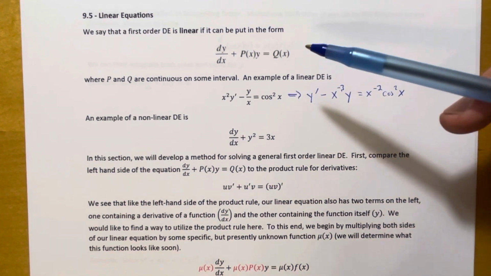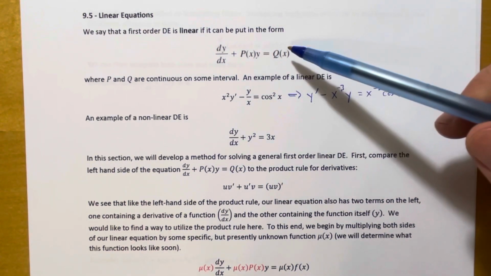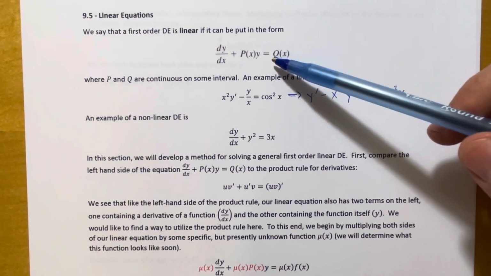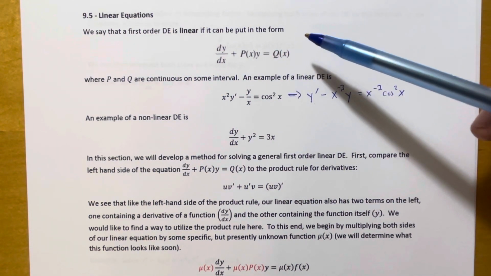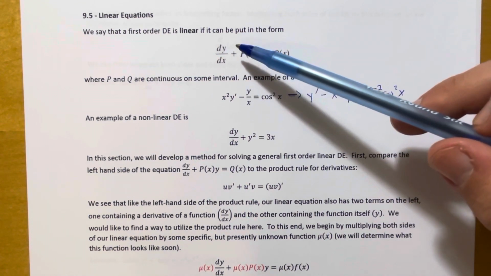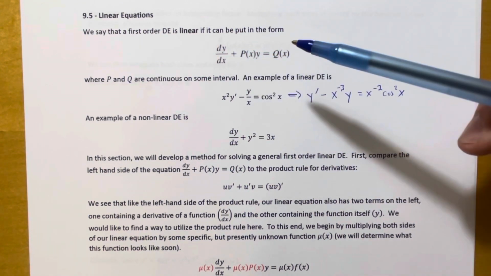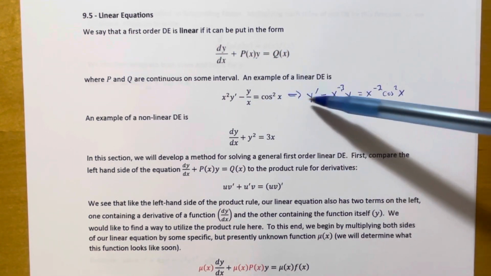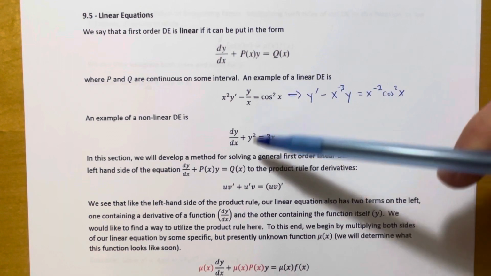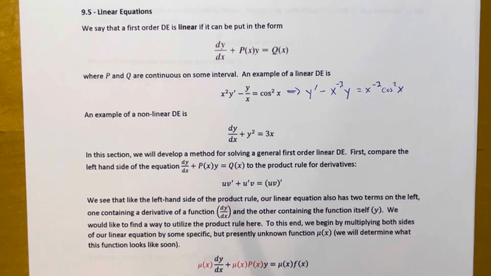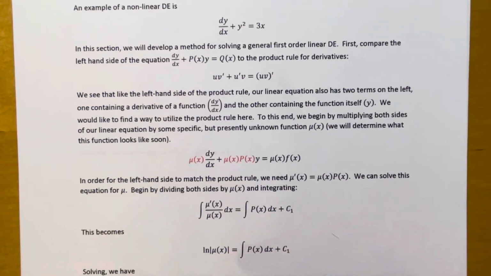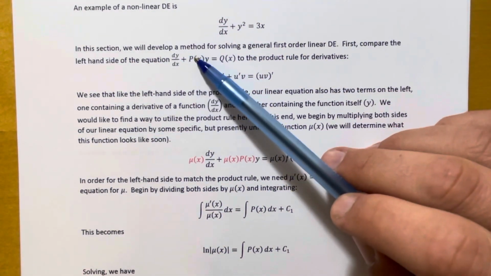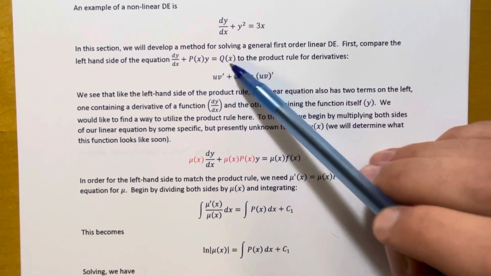So the method that we talk about here in 9.5 is a technique for solving first-order linear differential equations only. And we need the DE to be put in this form first. So if it's not in that form yet, kind of like this DE was, you have to put it in that form before you can use this method, okay? So let's suppose that we have done that. We have a differential equation, and it's of the form dy/dx plus p of x times y equals q of x.